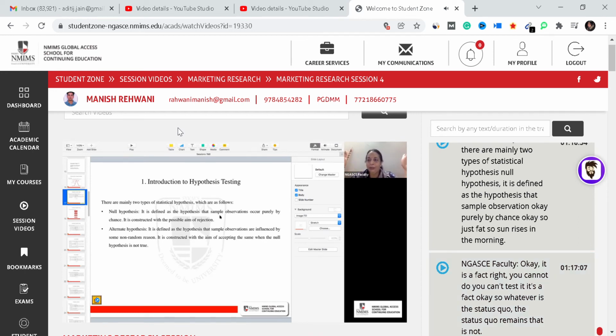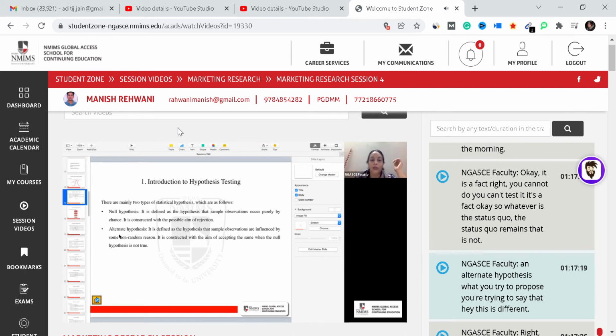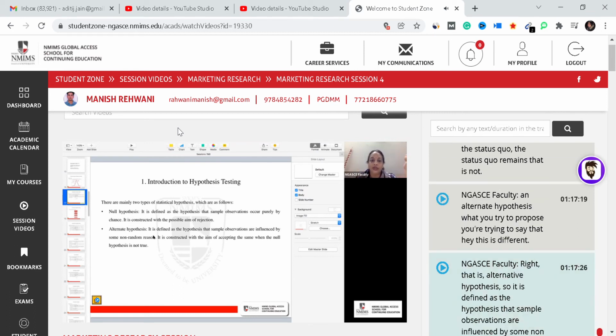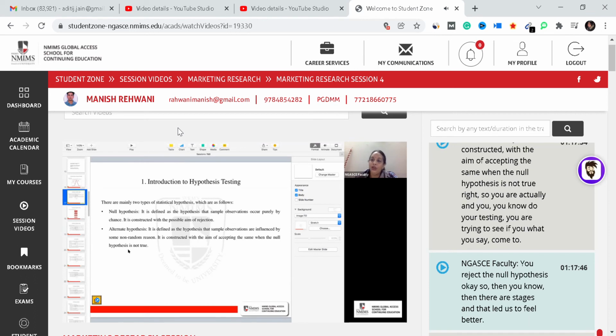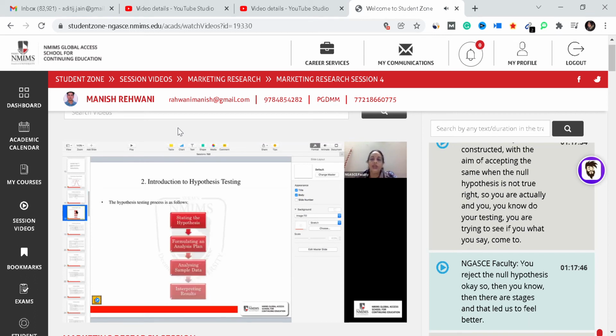That is null. And alternate hypothesis is what you try to propose. You're trying to say that, hey, this is a little different, right? That is the alternate hypothesis. It is defined as the hypothesis that sample observations are influenced by some non-random reason. It's constructed with the aim of accepting it when the null hypothesis is not true, right? So when you do your testing, what you are trying to do is reject the null hypothesis. Okay. Then there are stages and all that.